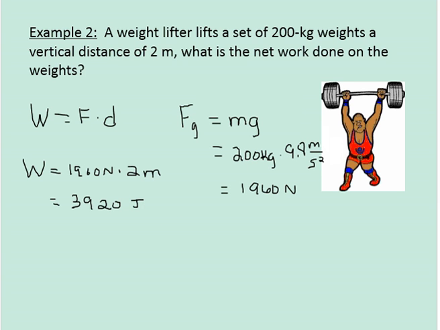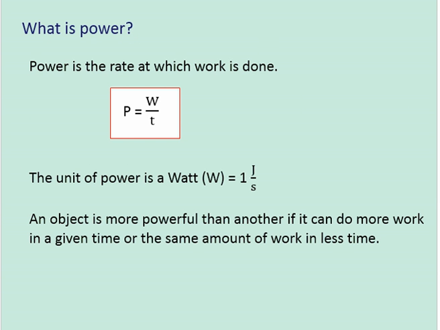Right, now that we have work down, let's look and see what power is. Power is simply the rate at which work is done, how fast you do the work. So power, which is represented with an uppercase letter P, is simply equal to the amount of work you do in joules divided by the time it takes to do the work in seconds. The unit of power is called a watt. Again, it's another derived unit, and that is equal to 1 joule per second.